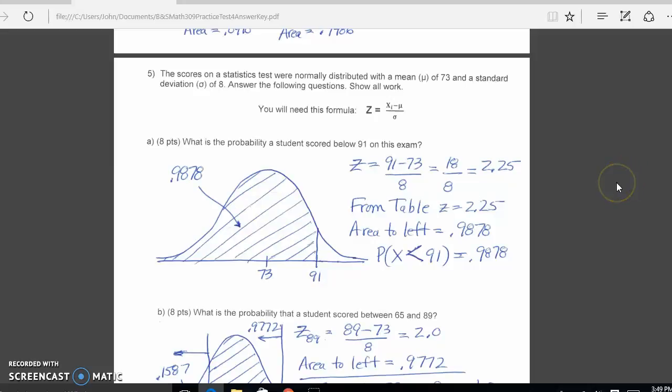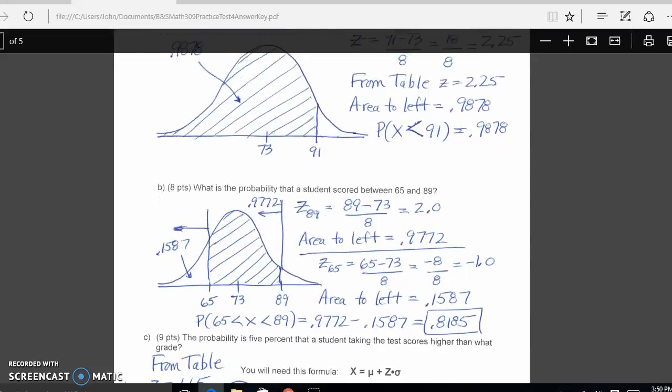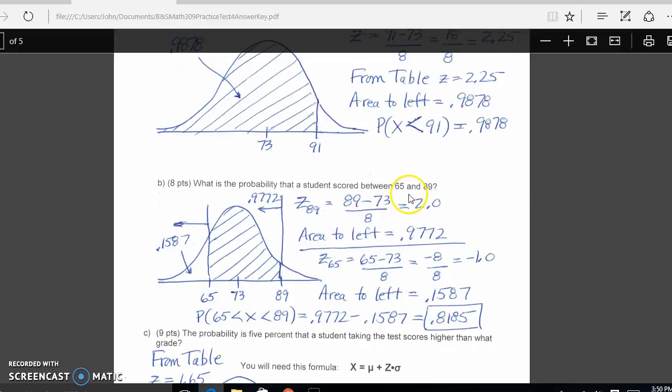This is practice test 4, problem number 5, and we're going to be working on letter B in this video. The problem states the scores on a statistics test were normally distributed with a mean of 73 and a standard deviation of 8. Answer the following questions. And the question for letter B is, what is the probability a student scored between 65 and 89?